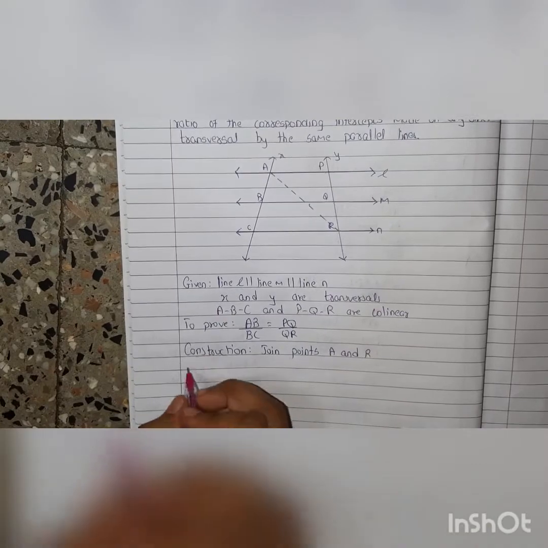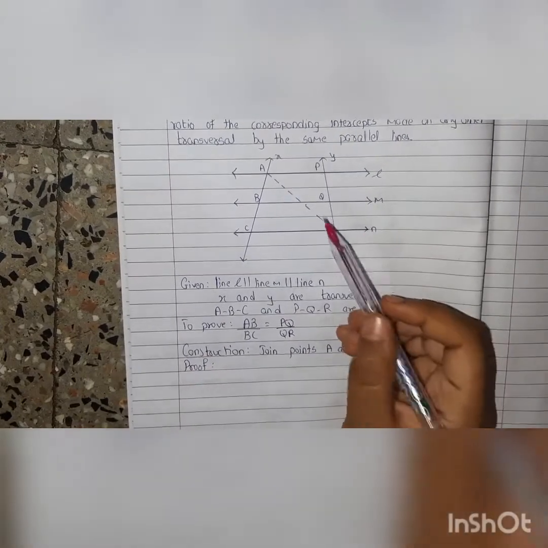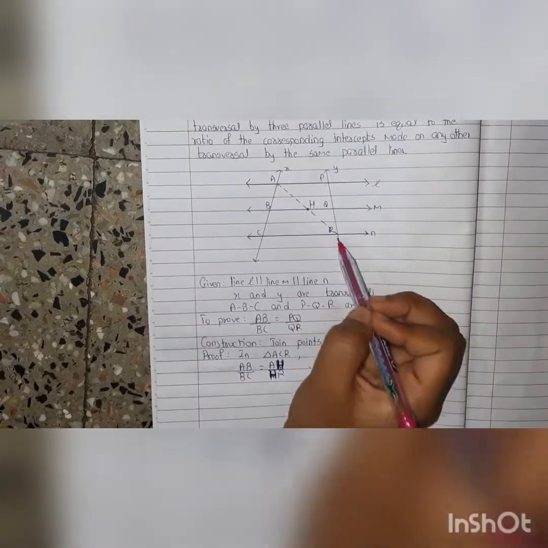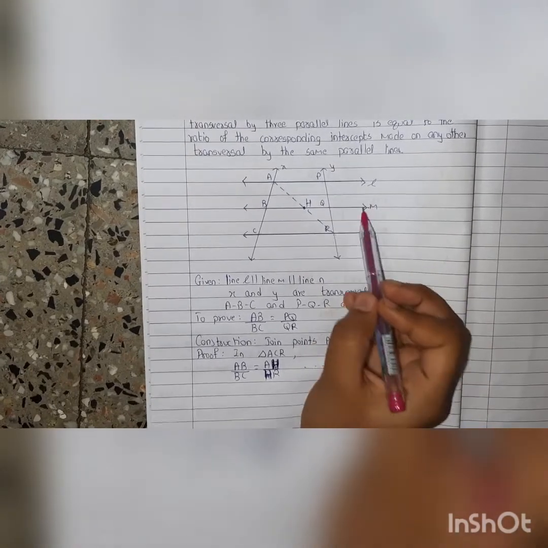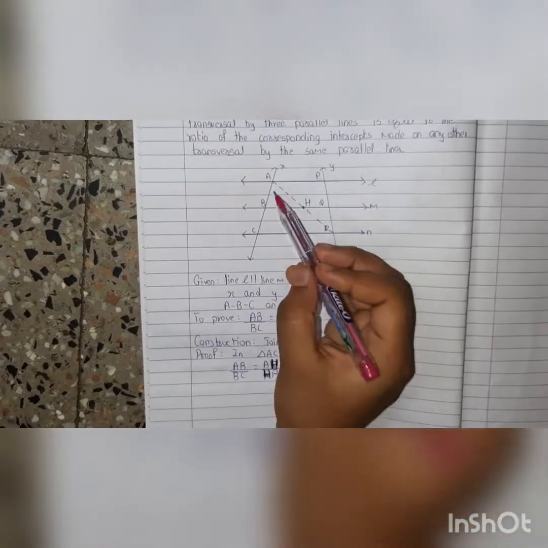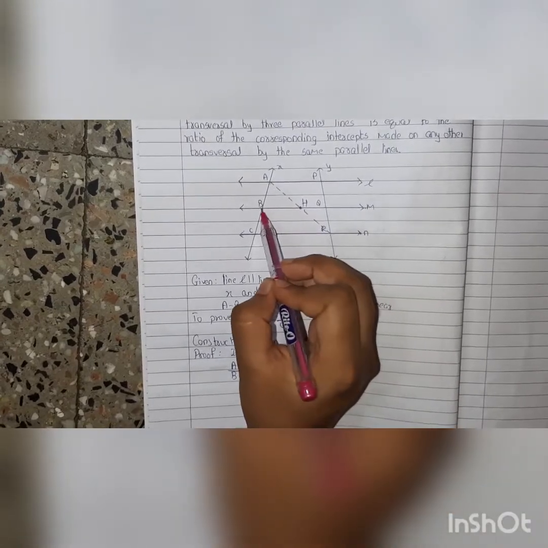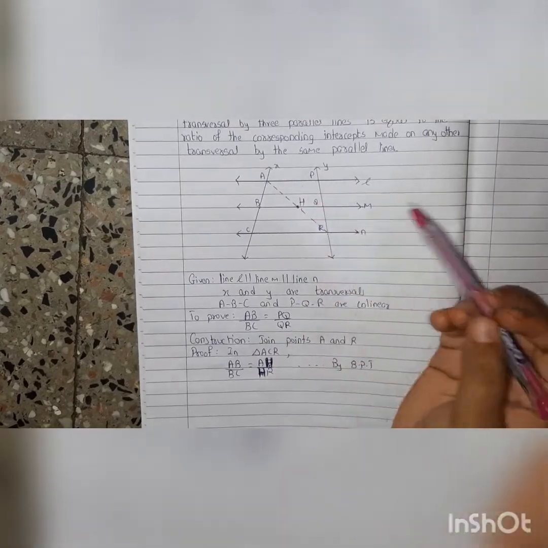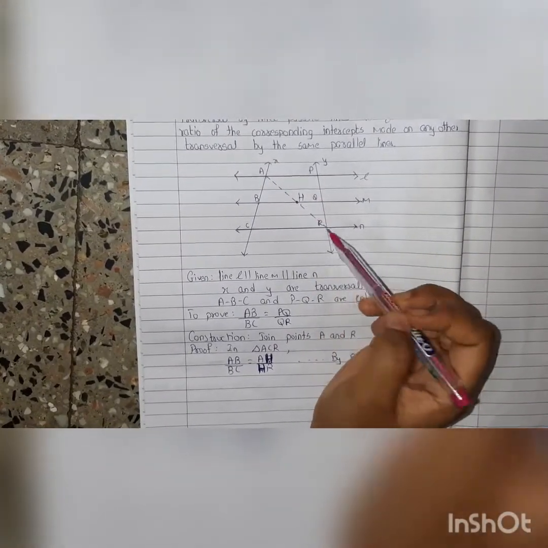Now we'll prove this theorem. We will consider triangle ACR. We can see that line M is parallel to line N. So line M is parallel to the base of triangle ACR, and line M is cutting the triangle at 2 points, that is B and H. So we will write down that by BPT, AB upon BC is equal to AH upon HR. So I have written down here.